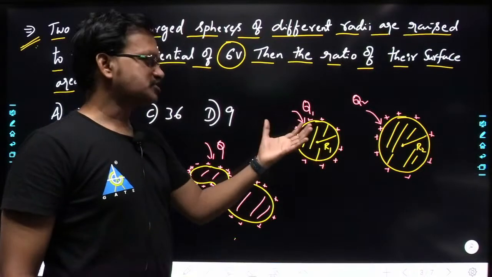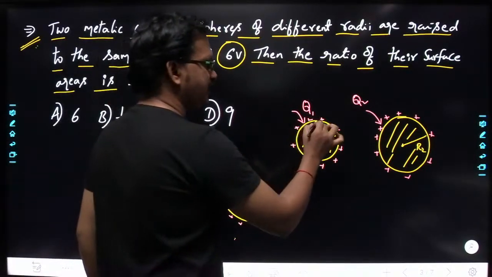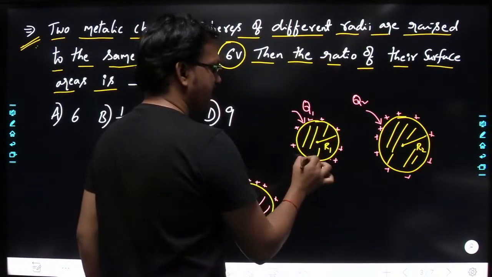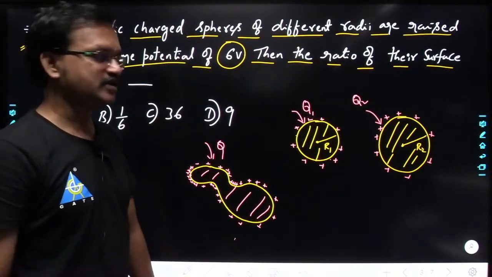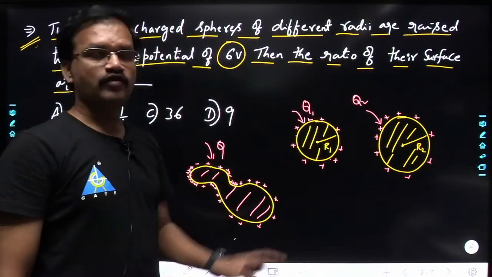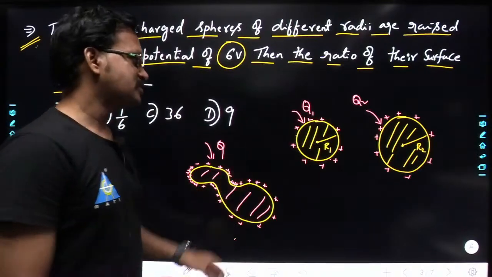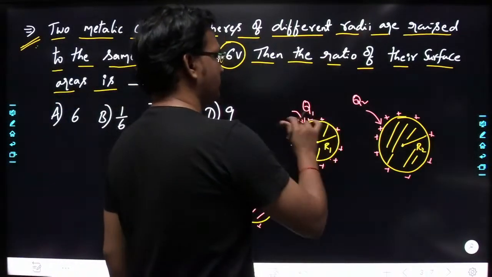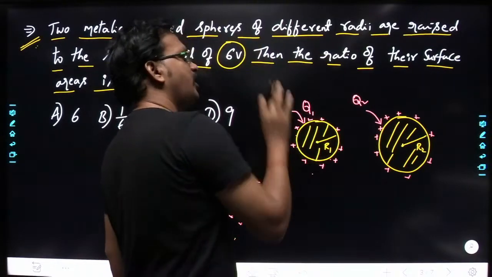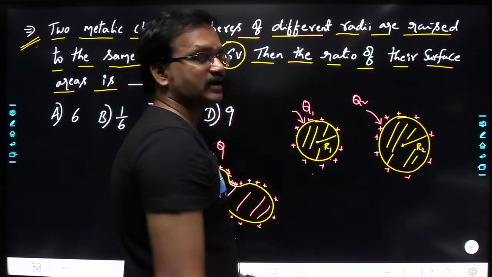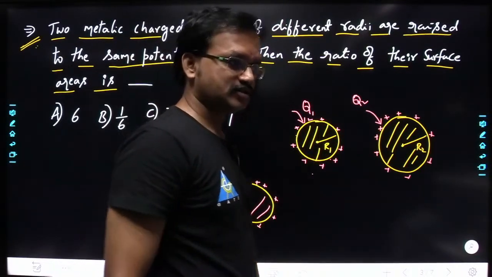A sphere. So for a sphere, at each and every point, is the radius of curvature uniform or not? Yes or no? The radius of curvature is uniform for a sphere. So that means whatever charge you supply to this metallic sphere is going to distribute uniformly on the surface of the sphere.